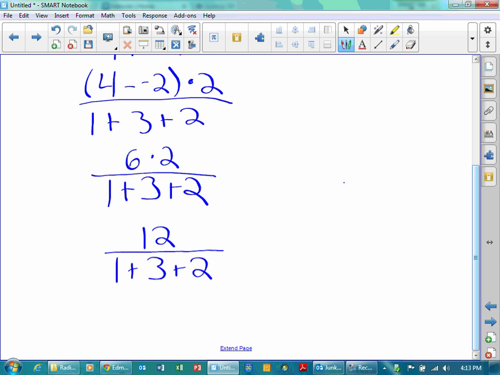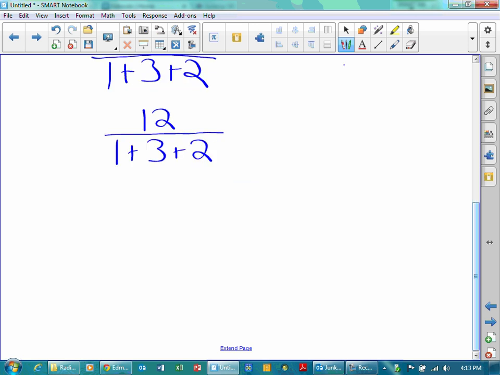Okay. I know that's a lot of steps. I know that that's a lot of writing. I know that that's going to take a lot of space. The sooner you guys can show me that you can get all of these right, every time, the sooner I'll let you do multiple operations at once.